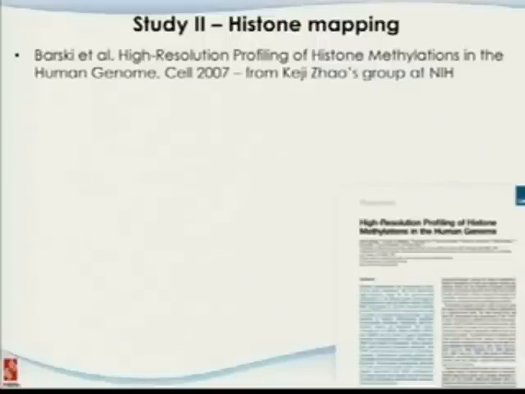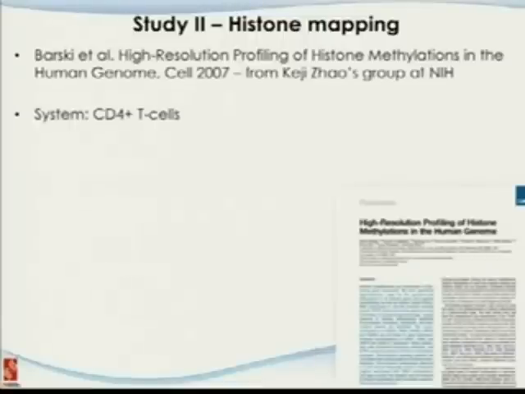Okay, and the second study is the histone mapping. So the first one is the transcription factor, and the second one is histone mapping. This was also published in 2007 from Keji Zhao's group at NIH. They did a very complete study, and this was published in Cell as a resource paper.